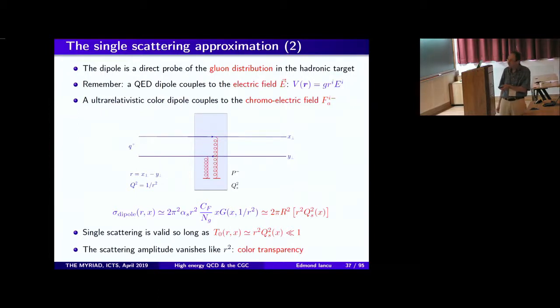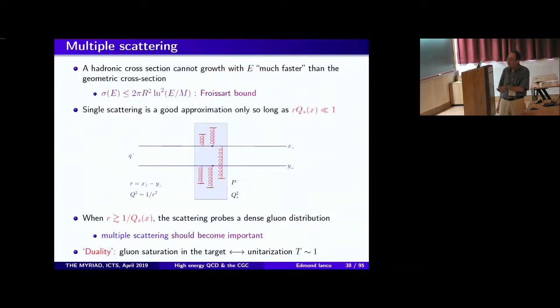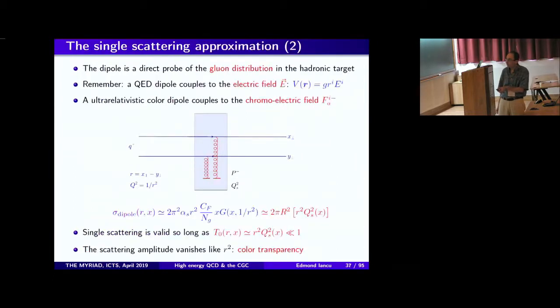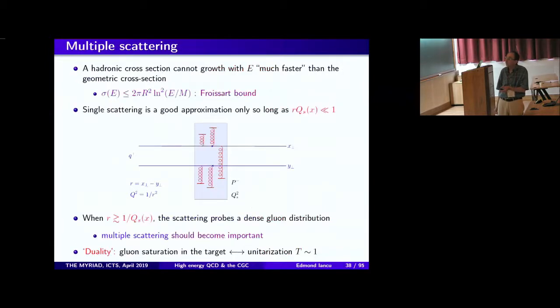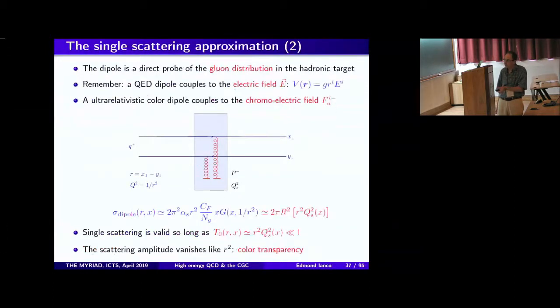Okay. But now I want to go to multiple scattering because I want to have unitarization. If you look at this cross-section from here, it can become arbitrarily large. Why? Because the gluon distribution grows like a power of 1 over x. This will eventually violate unitarity, because you know the cross-section cannot grow faster than the logarithm of the energy, or this cross section here goes like a power of the energy, because 1 over x, Bjorken, goes like a power of the energy. So this is clearly a single scattering approximation. There's no reason not to violate unitarity.